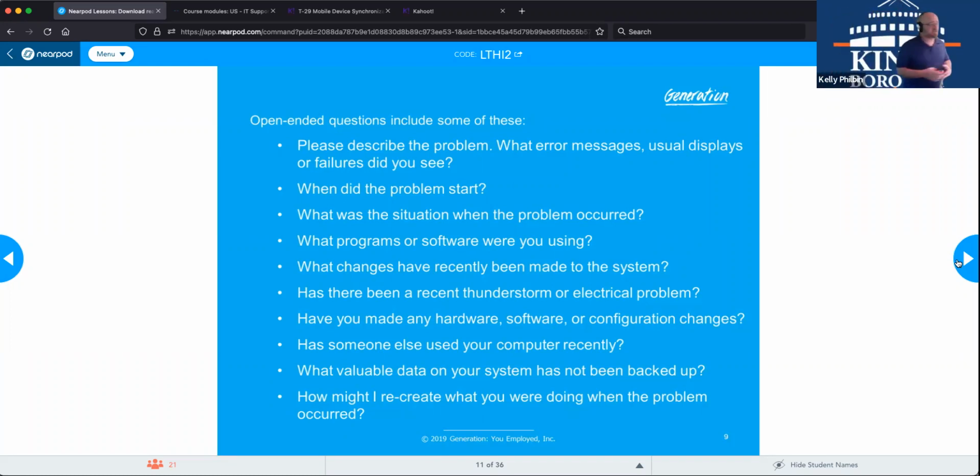So you're going to say things like, please describe the problem and what error messages were you seeing or unusual displays or failures. So you want to give them something open-ended where they can try to explain it to you. And then once they start explaining it to you, then we can start digging in a little bit more. So these are some good examples of open-ended questions.